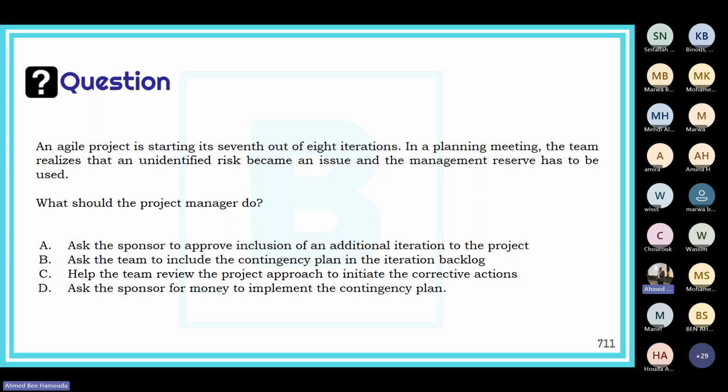Now, of course, we cannot add an additional iteration to the project, neither ask for more money from the sponsor, because in PMI's mindset, we should not always go for the easier solution, which is, oh, let's have more money, let's ask for more funds, or let's add more resources. PMI actually doesn't appreciate this kind of mindset, okay? PMI prefers an effective solution that is implemented by the project manager and the entire project team. So the right answer here is answer C, which is help the team review the approach and initiate a corrective action. Okay. All right.